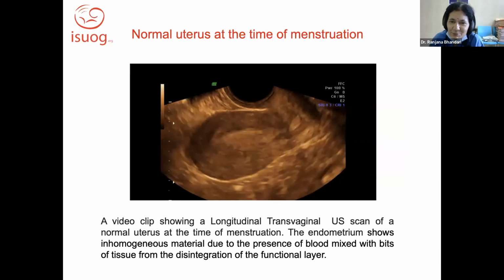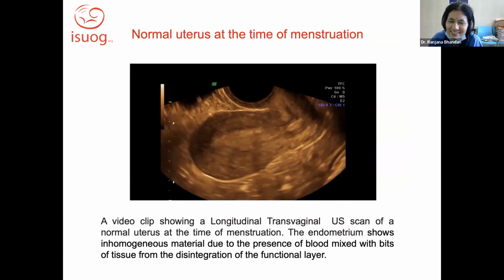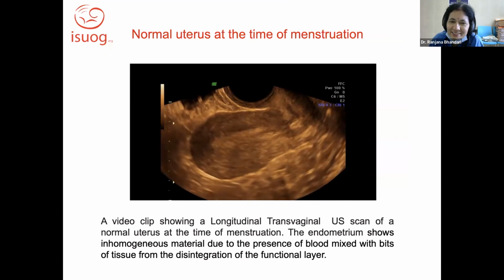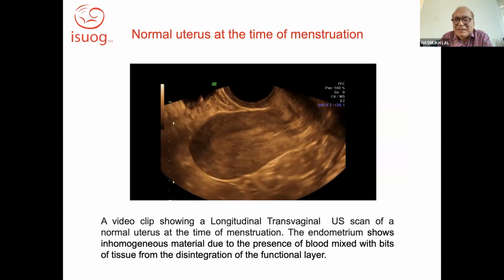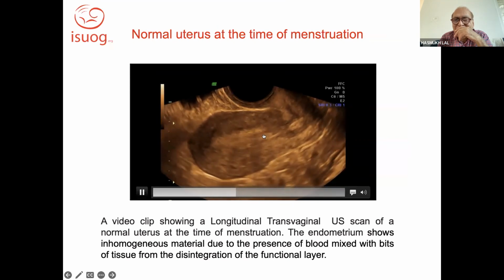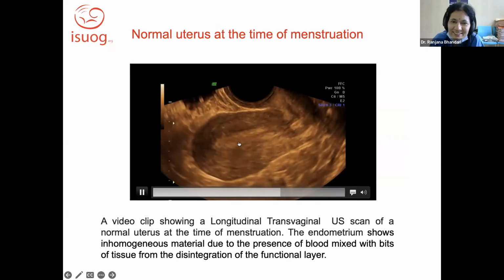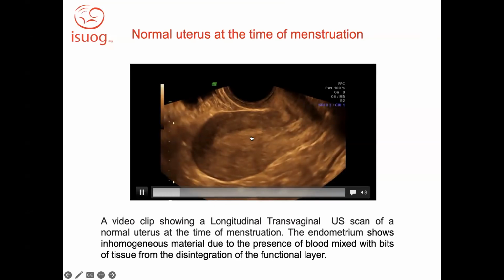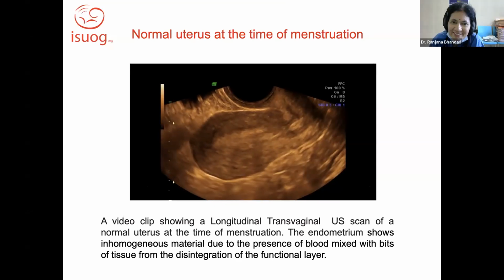So this picture is beautiful. The contraction of the endometrium can be seen even during menstruation. During menstruation, you can see some blood moving here. When you are sliding, you will see some movement here in the cavity, the endometrium moving.